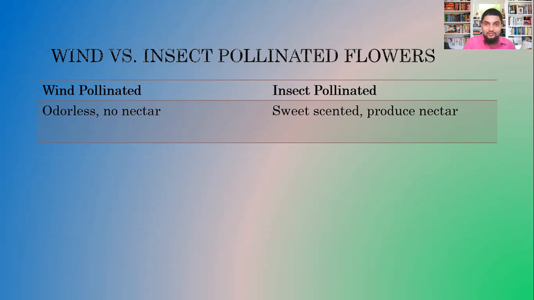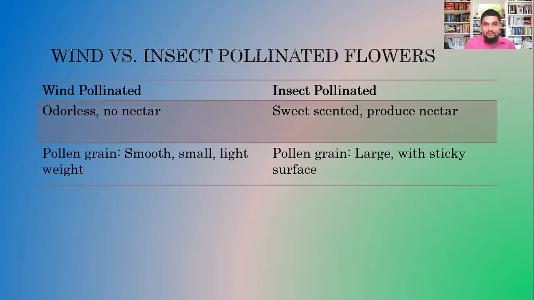So the pollinators will go to the flower. Because of the sweet scent, they will go to use the nectar. And as they leave the flower, they will leave with some of the pollen grains, and then they will go to another flower and pollinate it. In terms of the pollen grain, in the wind-pollinated flower, the pollen grain is smooth. They're small and they're lightweight. And all of these are features that allow the pollen grain to move easily in the wind. If it had rough edges, it would not move very easily in the wind. If they're heavy, then the wind cannot take them very far.